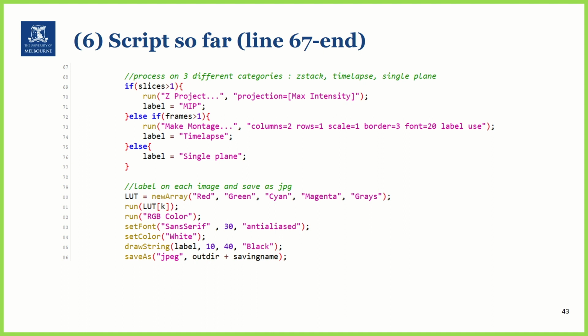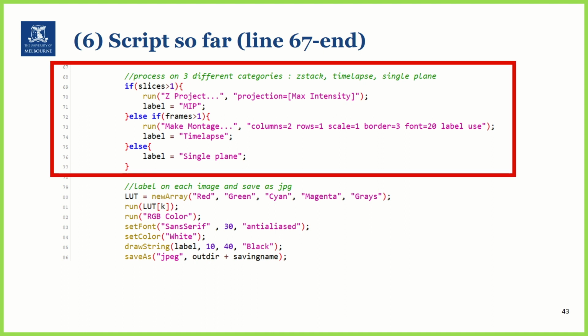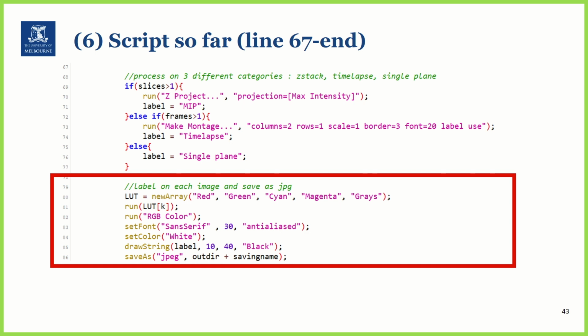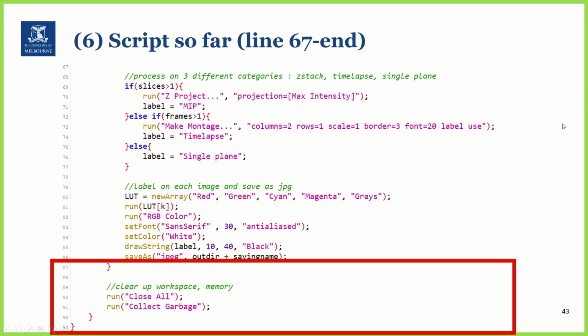So to summarize what we have done so far, after the image is selected, we have processed Z-stack or time-lapse on each channel image. And when we do that, we have also defined what we are going to label it as. Then we have set the color of our image and set the style of our label and then saved. So we're done with all the processes. We can close the loop and also clear up the workspace and memory and finish all the loops.